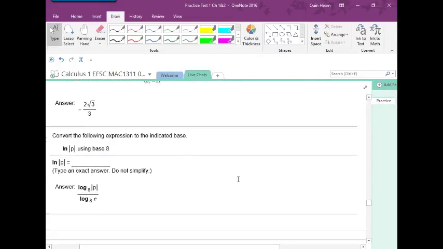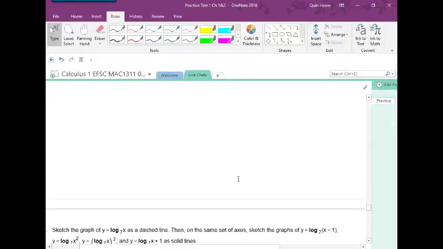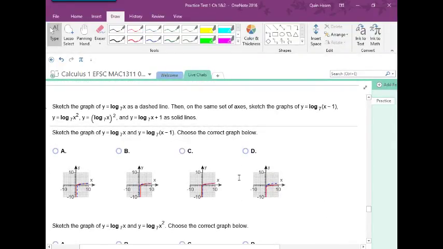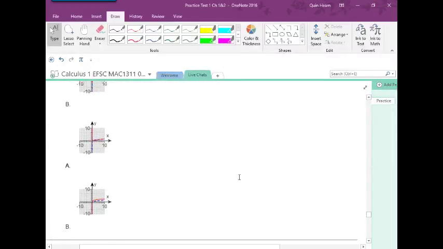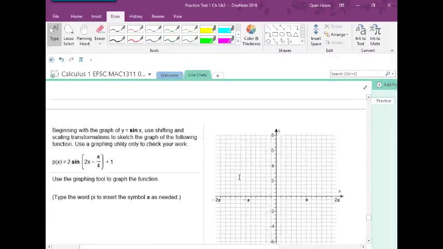Unit circles, we already talked about that. It's a review of graphs of logs.